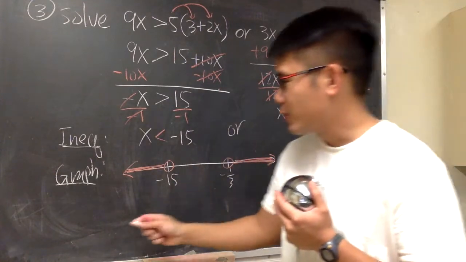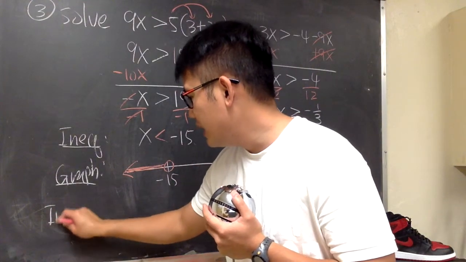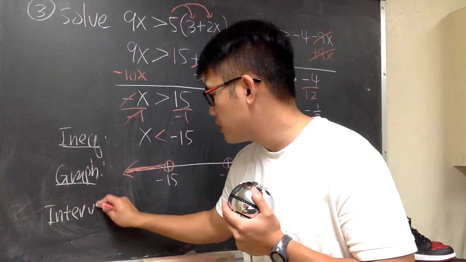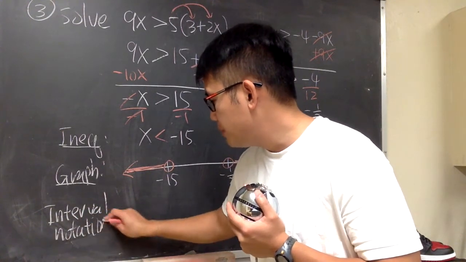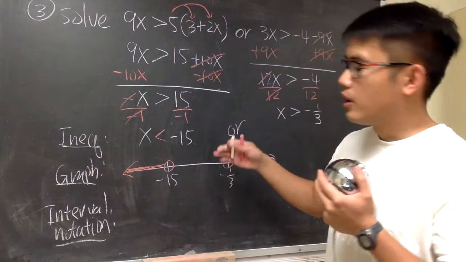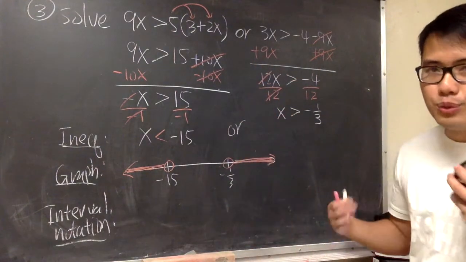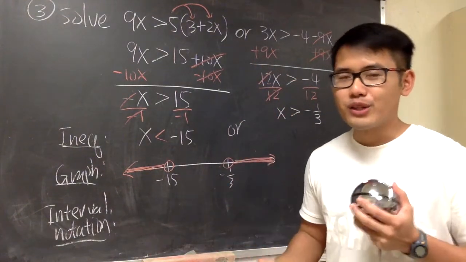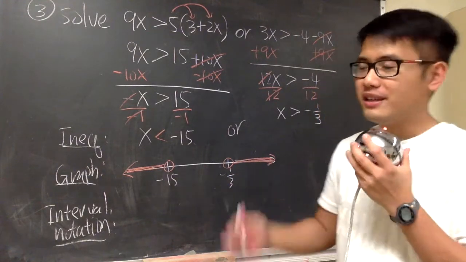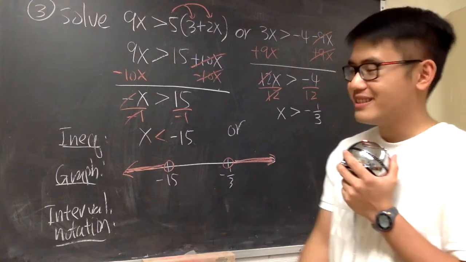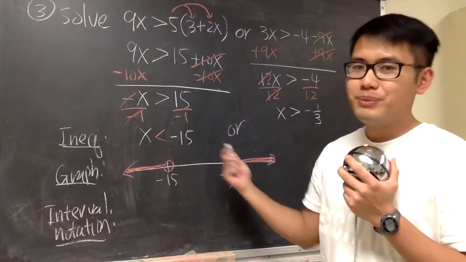And now, after the graph, at the end, we have the interval notation. And be sure you need to know all these three ways to present your answer and just follow the direction on the test. Sometimes the question will ask you to graph it, sometimes write the answer in the interval notation. Okay, we have two pieces.